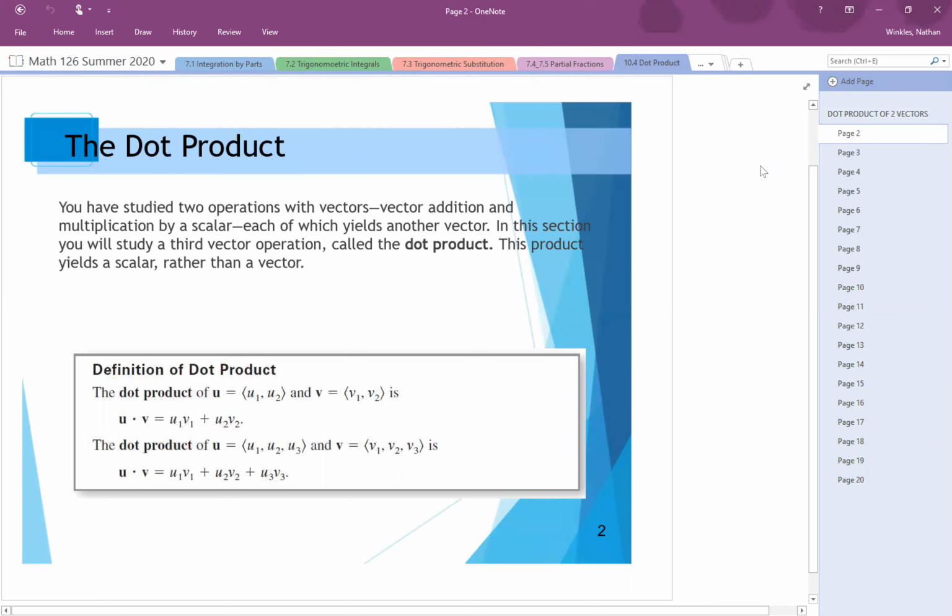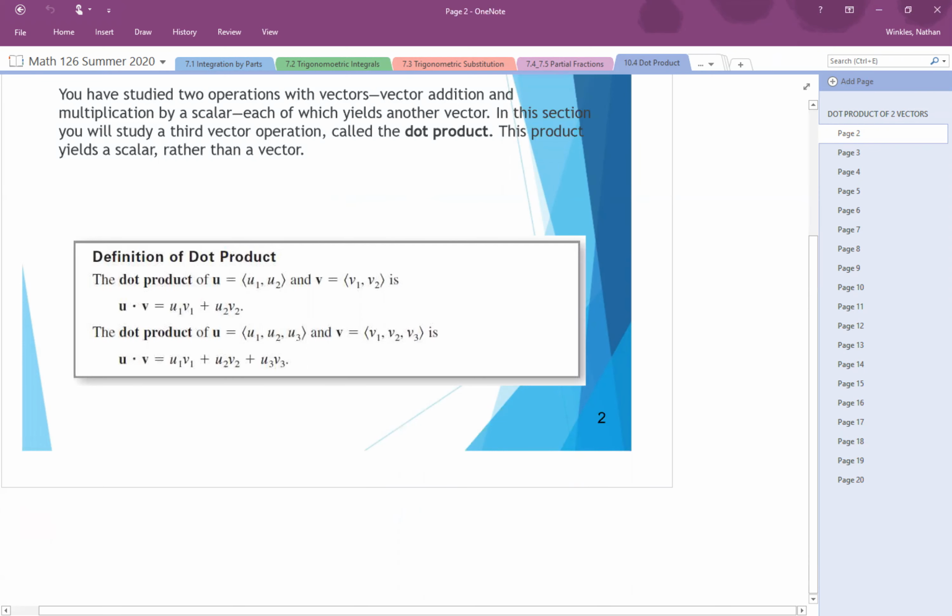So we've studied two operations with vectors. We got vector addition and multiplication by a scalar, each of which is going to yield us another vector. So in this section, we're going to study a third vector operation called the dot product. This product yields a scalar rather than a vector.